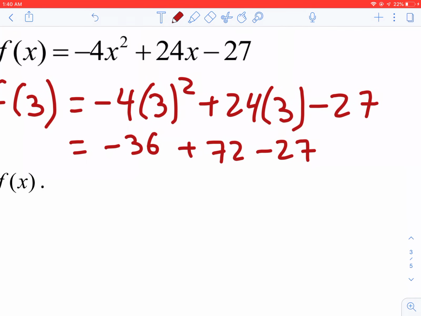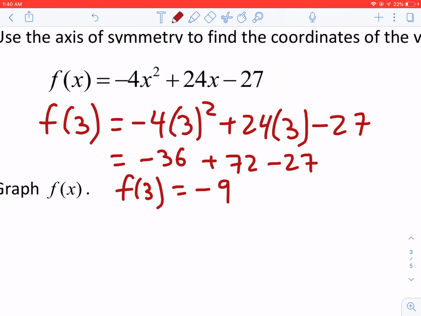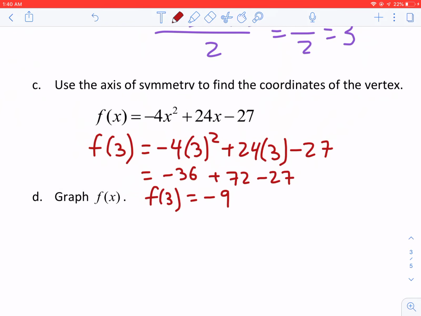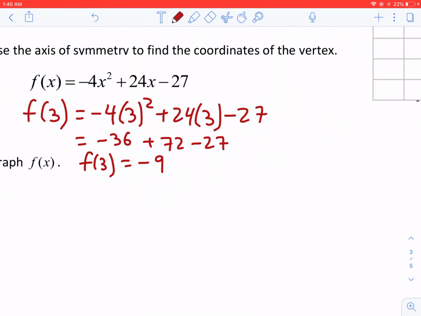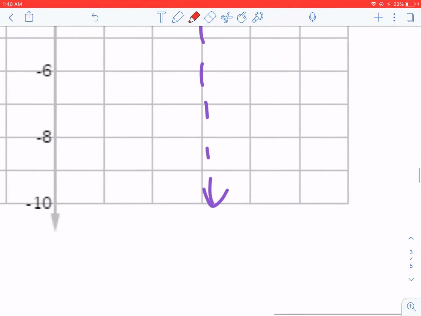So working this out, what is that equal to? 36 minus 27. I think this is equal to -9. Alright, so when x is 3, the function is equal to -9. In other words, I have the point 3 comma -9. Right? Input of 3. My x value is 3. The output, the y value is -9. So my vertex is right here at 3 comma -9.